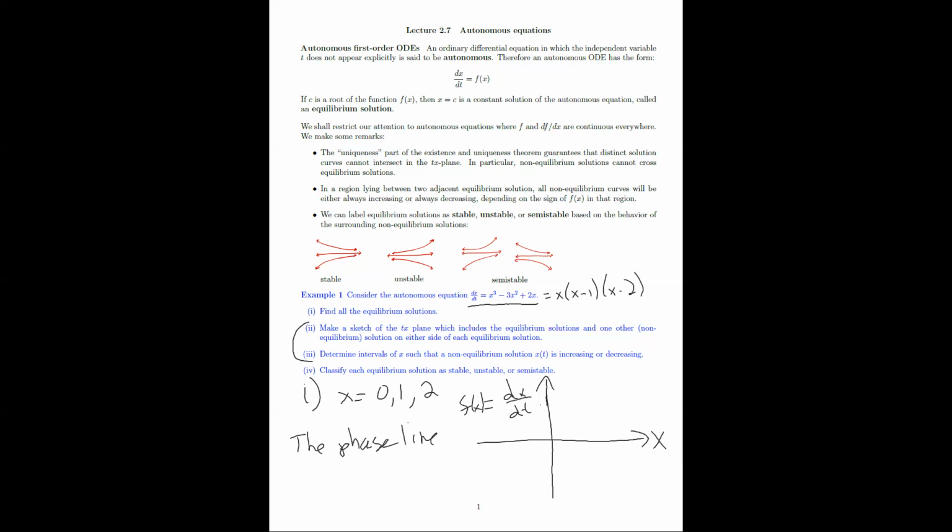So let's graph this. We can do a quick sketch by just knowing where this intersects the x-axis. So we intersect at x equals 0, at x equals 1, and at x equals 2. This is a cubic that goes through those points, and our leading term is positive, so our function looks like this.